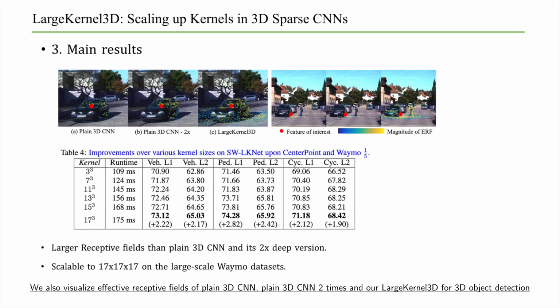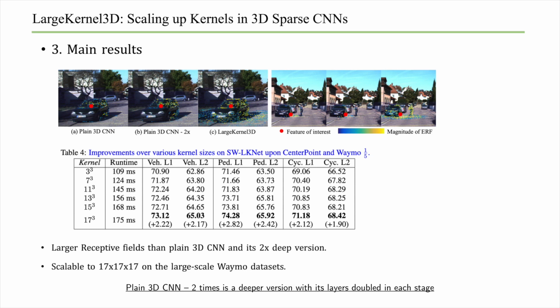We also visualize effective receptive fields of plain 3D CNN, plain 3D CNN 2 times and our large kernel 3D for 3D object detection. The plain 3D CNN backbone has insufficient ERF size, which hardly covers a nearby car. Plain 3D CNN 2 times is a deeper version with its layers doubled in each stage. More layers help little in ERF, because of the disconnection between sparse features. Our large kernel 3D obtains large ERF at both the object centers and edges, capturing context information.